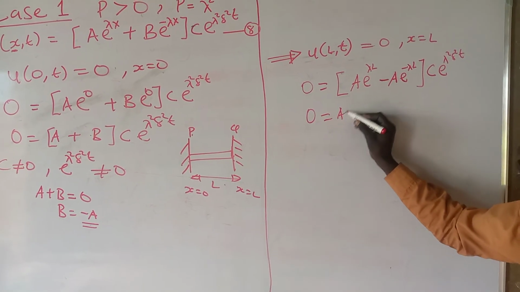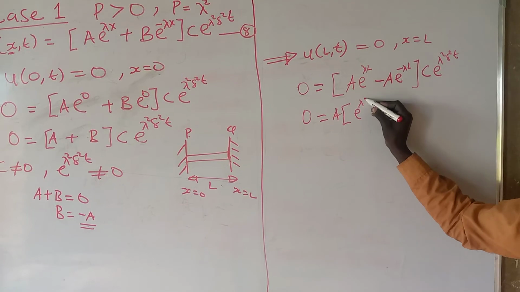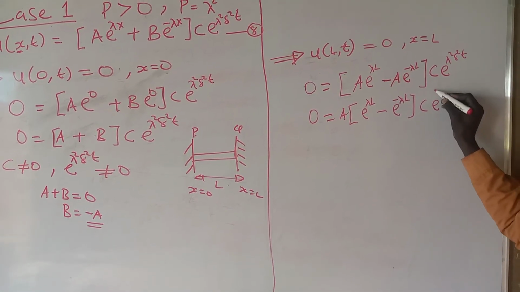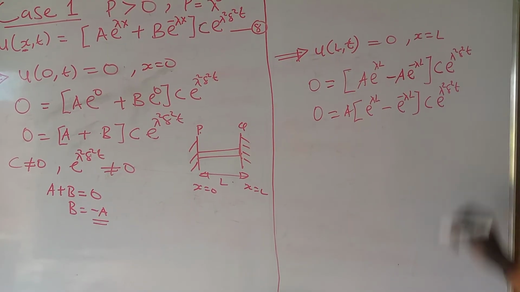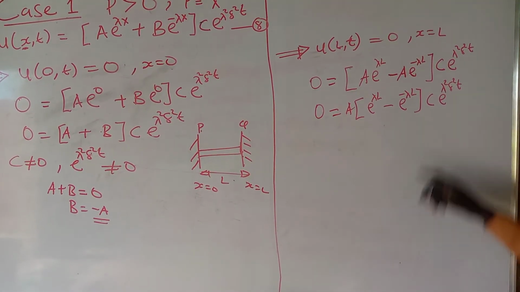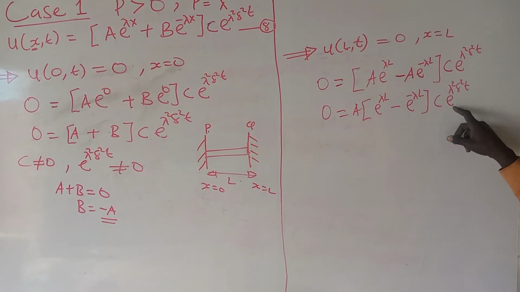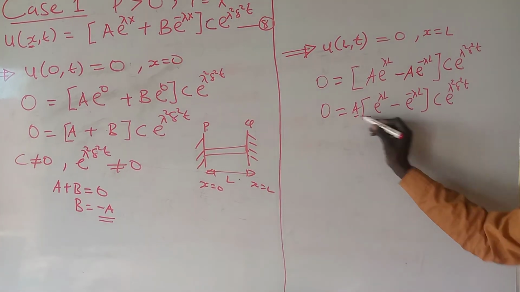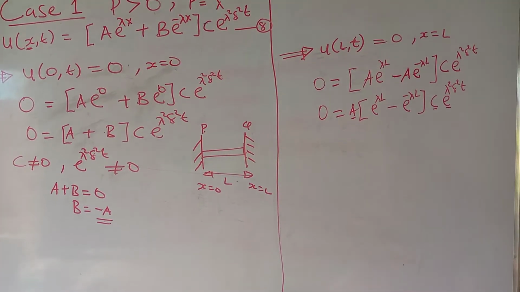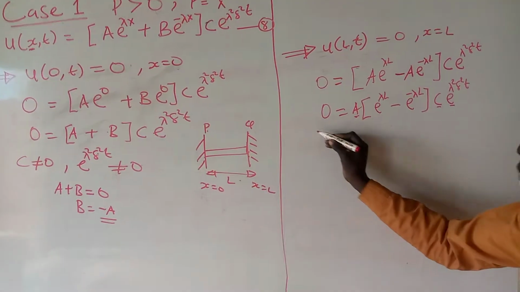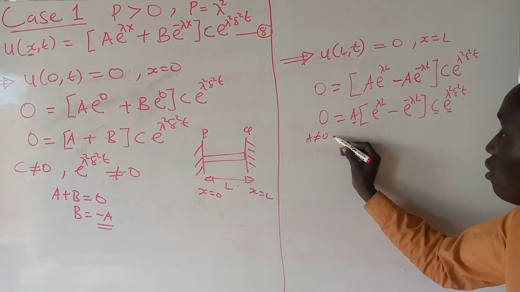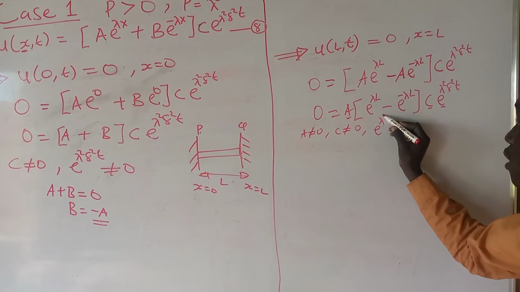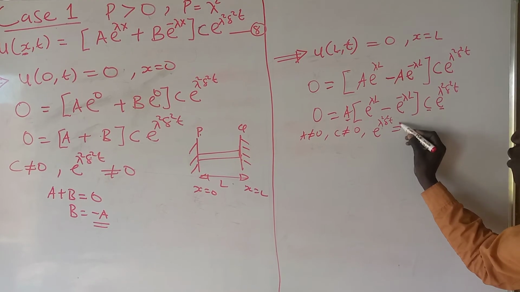It's going to be 0, same as a out, (e^(λL) minus e^(−λL)), then c e^(λ²σ²t). Now if you can see this, since c, a and this exponential are real values, they can't be equal to 0. That means our a cannot be equal to 0, our c cannot be equal to 0, then our exponential of λ² σ² t cannot be equal to 0.